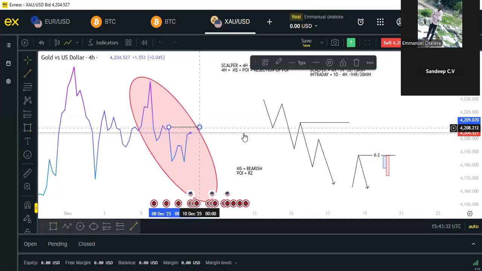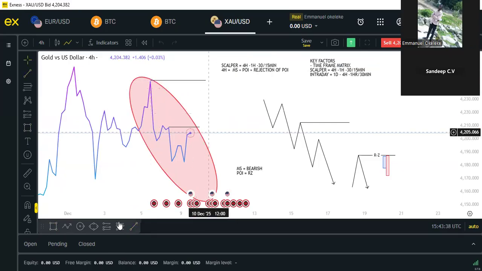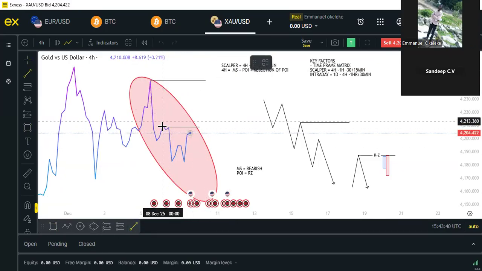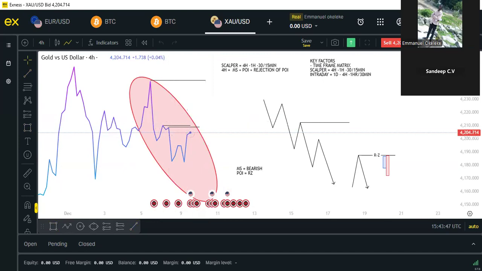This is a V shape, and this is another V shape over here. Even within here, we still have another V shape at the top. So we definitely have up to three resistance zones over here. Are you seeing that? Now let's confirm if these zones are valid.